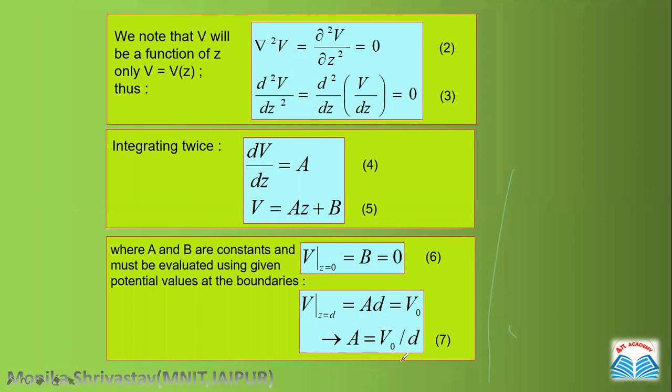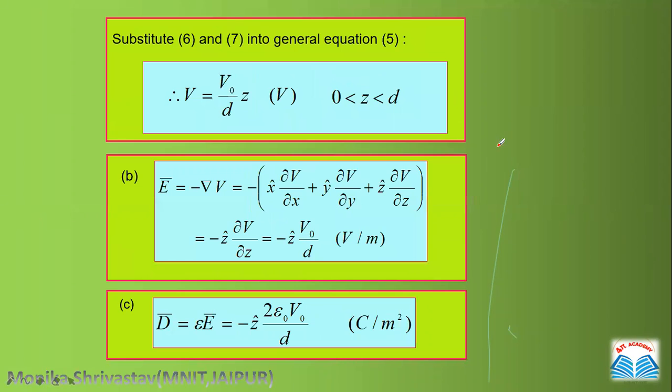Okay, so we have now calculated one constant, which is A. So we will just put the value of A here. We will move to the next slide. So this is our A. We get V equals V naught z by d. We also know that B is 0 and A is V naught over d. So this is the solution for V in the region z greater than 0 and less than d.